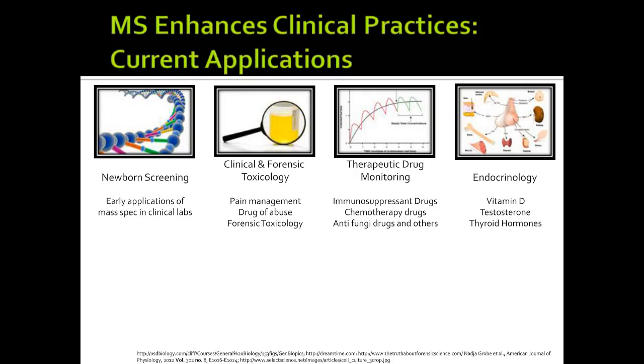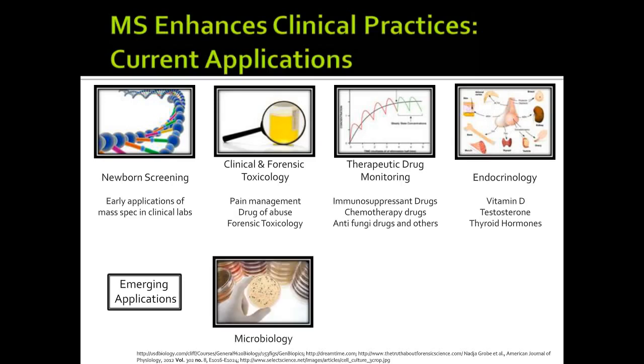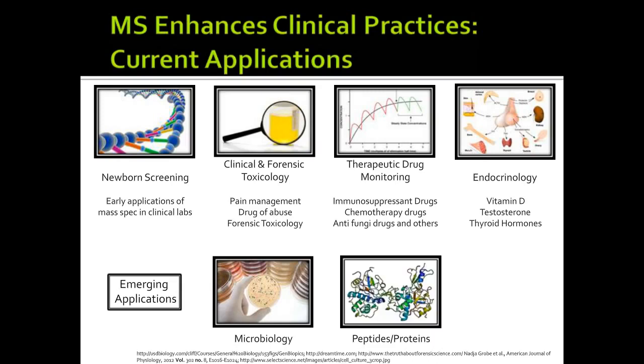Another area that we're all pretty familiar with for mass spec is endocrinology. Vitamin D is one of the examples, testosterone or thyroid hormones have been measured by mass spec. All right, there are also emerging applications. Those include microbiology and protein and peptides. I call them emerging, though microbiology is pretty well adapted now. It's a fascinating field to see the adoption of mass spec in microbiology has really changed 100 years of practice in microbiology overnight and made a significant contribution to healthcare by reducing turnaround time.